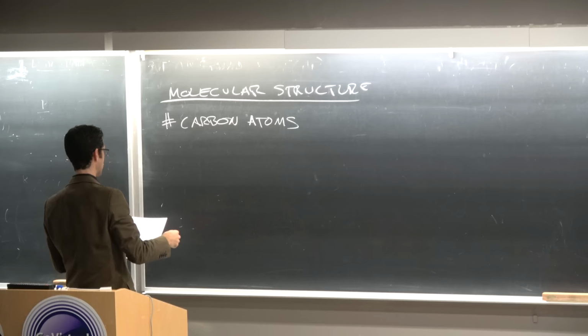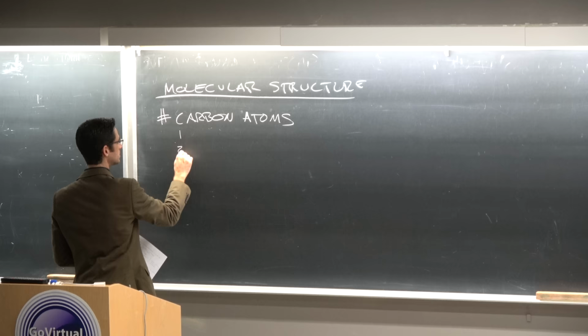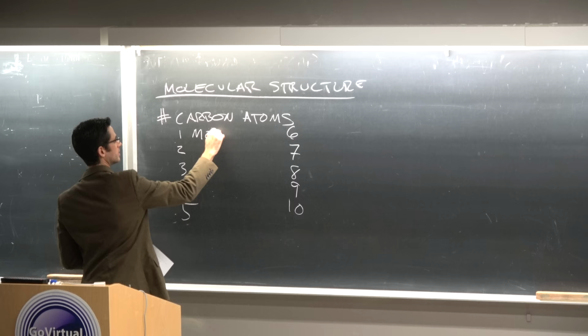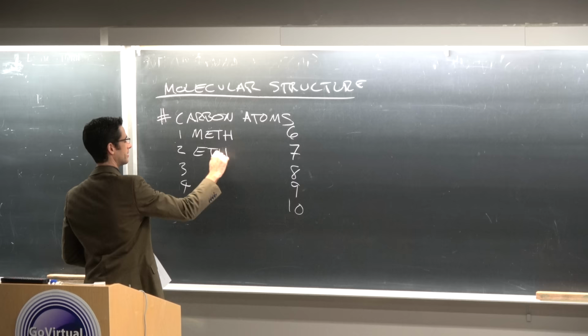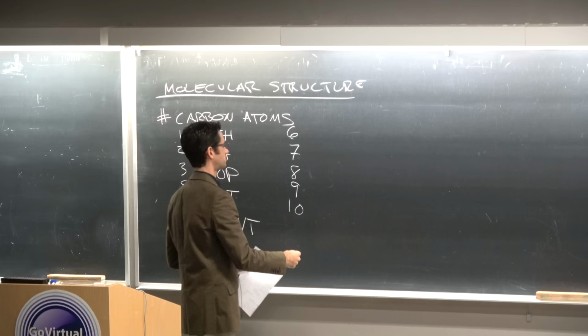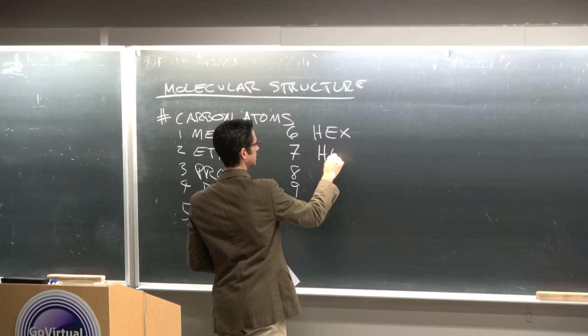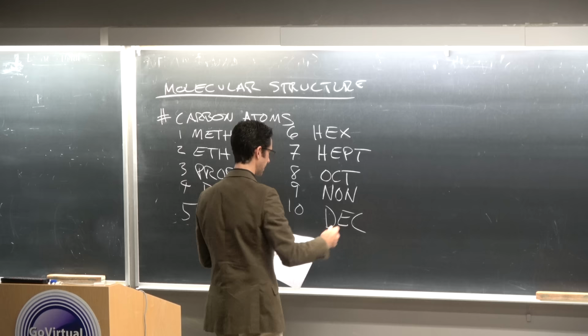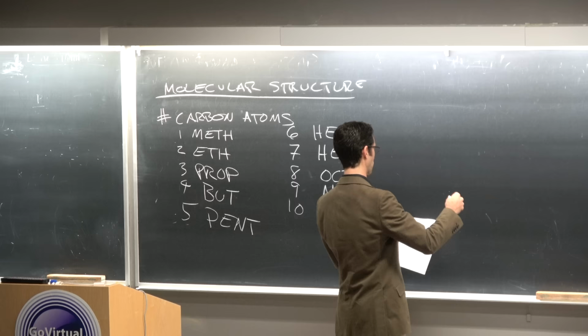So the number of carbon atoms as we go from 1 to 10. For one, how do you say one in organic? Meth. 2, eth. 3, prop. 4, bute. 5, pent. 6, hex. 7, hept. 8, oct. 9, non. 10, dec.